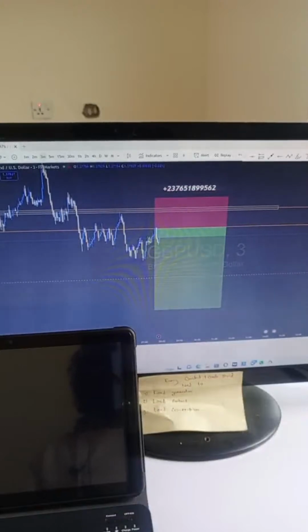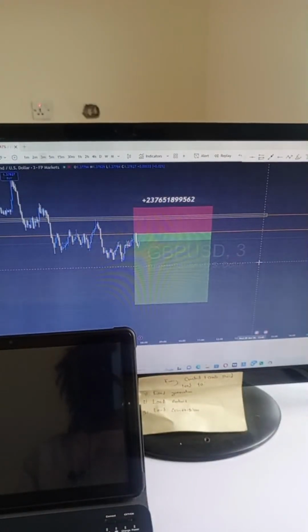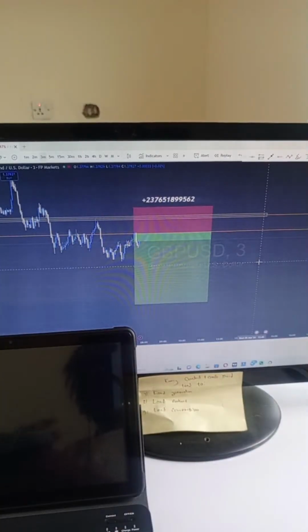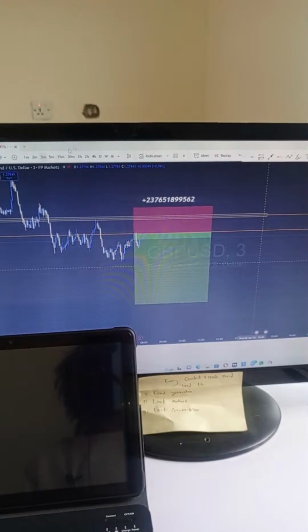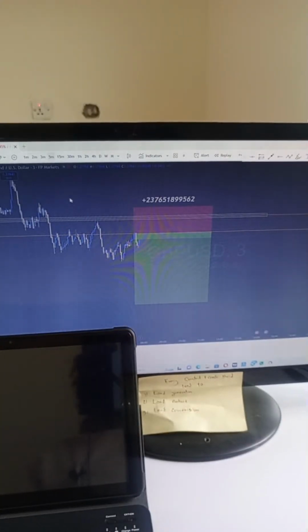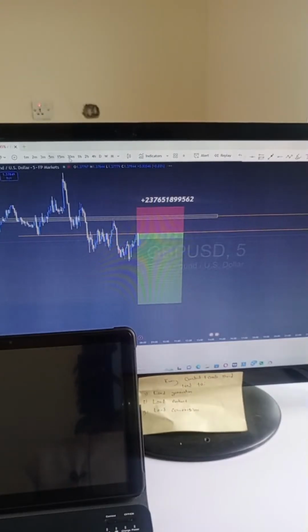For those who are joining us for the very first time, I'm here to encourage a trader. We are currently on the 3 minutes time frame. We actually got the entry on the 3 minutes time frame, and we got our signal, with everything validated.